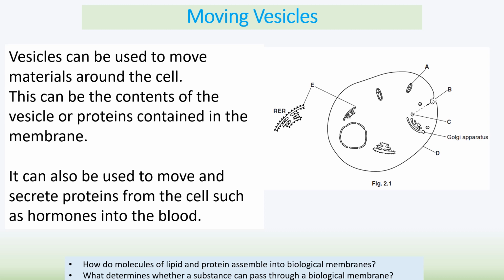As we've said before, vesicles are absolutely essential in the division of labour of cells. Vesicles move, and they might take proteins from the rough endoplasmic reticulum to the Golgi apparatus and then out of the cell via exocytosis.